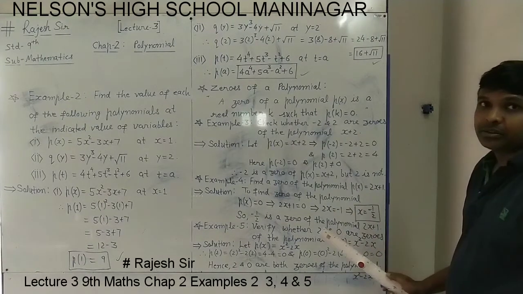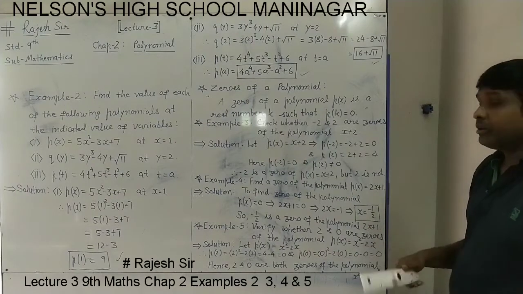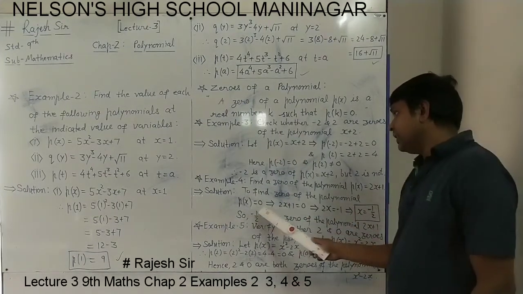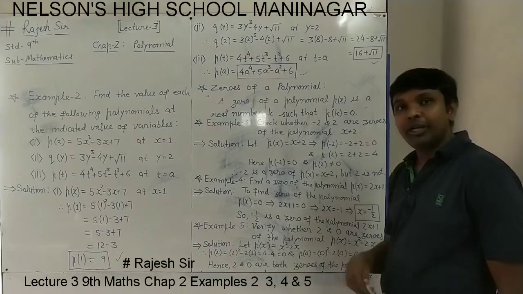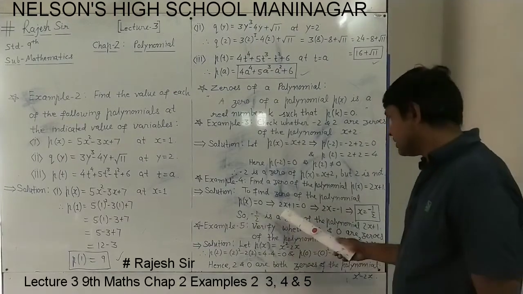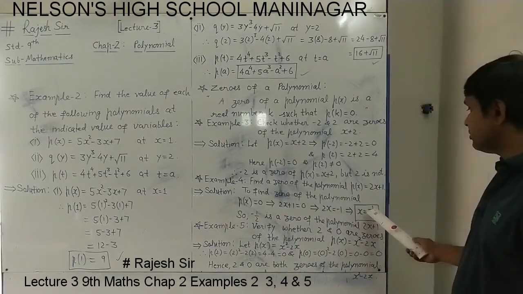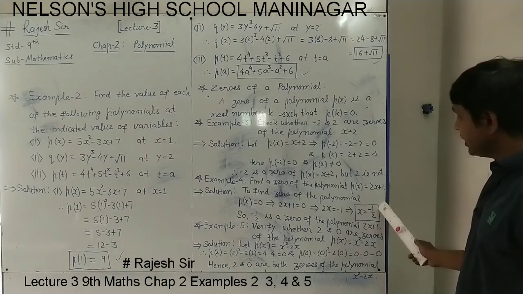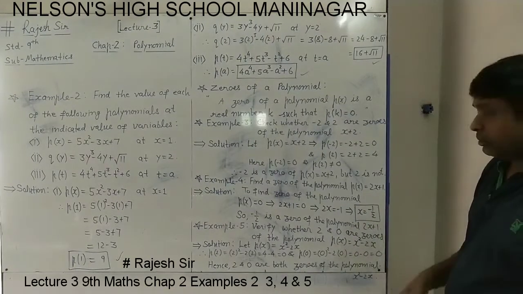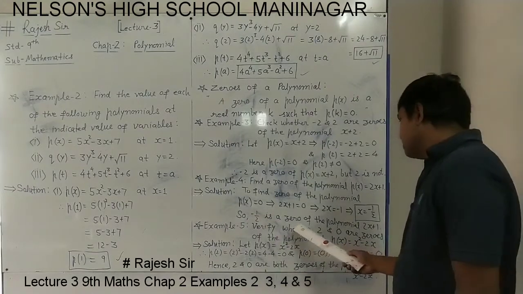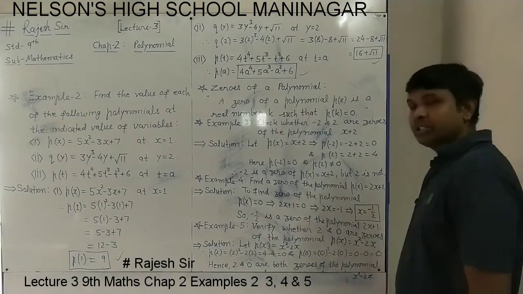How to find x? How to find the 0? By taking the polynomial equal to 0, and then finding the value of the given variable. Like x is given, we find the x value, -1/2. This x value -1/2 is called the 0 of the polynomial. So -1/2 is the 0 of the polynomial 2x + 1 that was given.